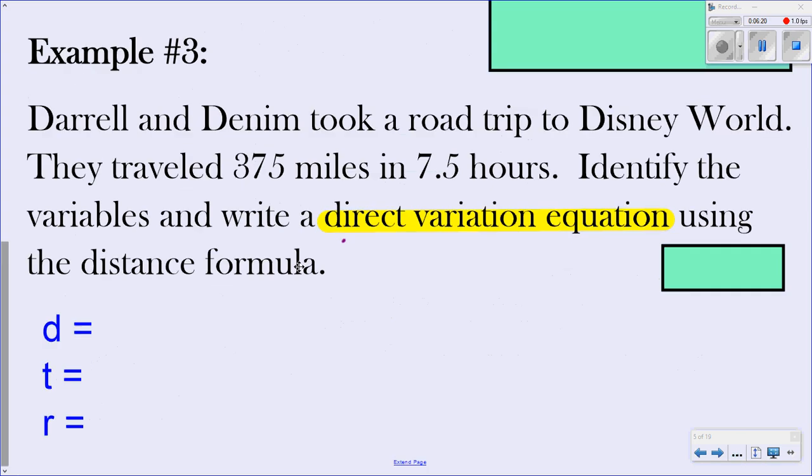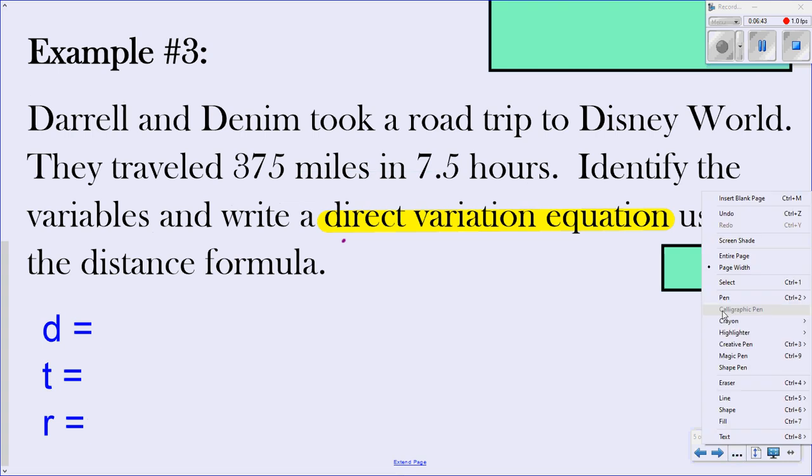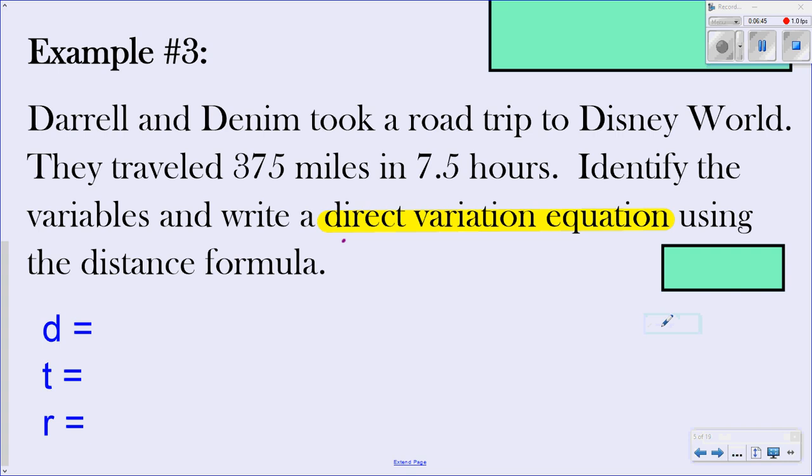It says Darrell and Denham took a road trip to Disney World. Lots of D's in this sentence. They traveled 375 miles in 7.5 hours. Identify the variables and write the direct variation equation. Notice how I highlighted that because that's what we're working with, using the distance formula.